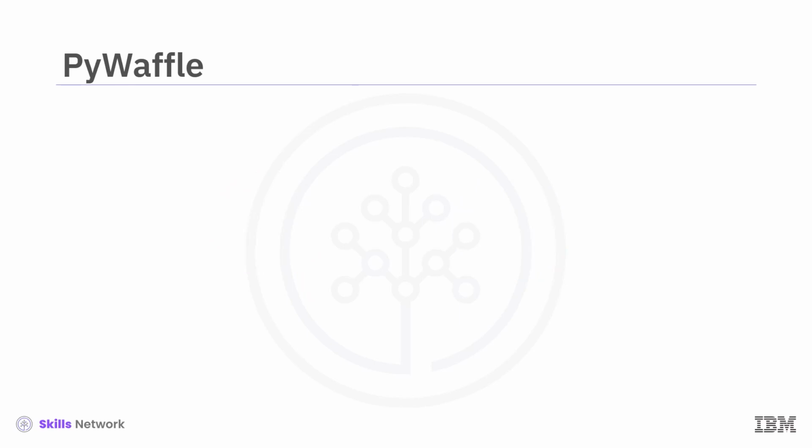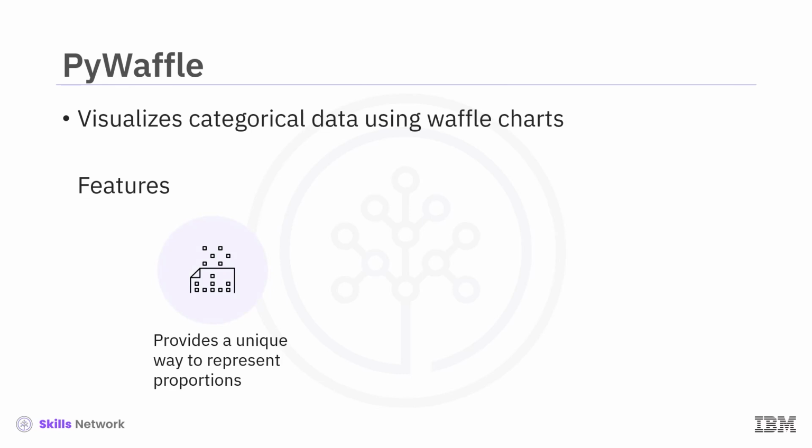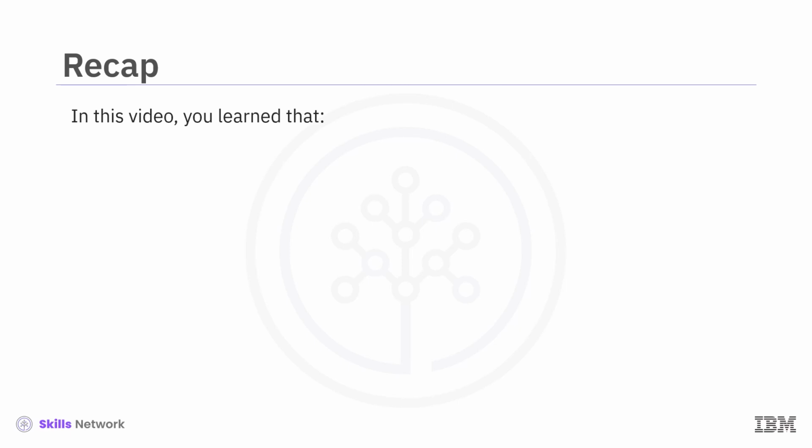The last plot library we're going to explore is PyWaffle. If you want to visualize categorical data using waffle charts, PyWaffle is a simple yet effective library. With PyWaffle, you can create waffle charts, square pie charts, donut charts, and many more types of plots, providing a unique way to represent proportions.